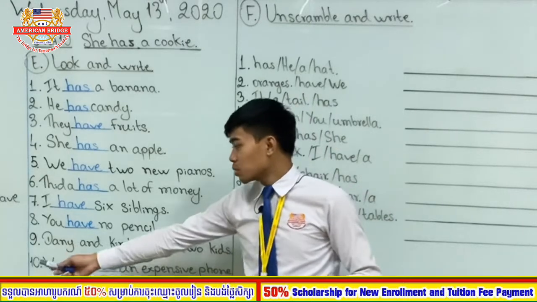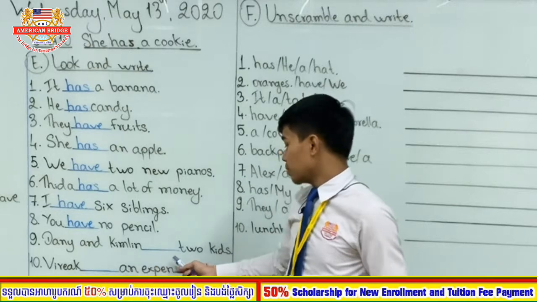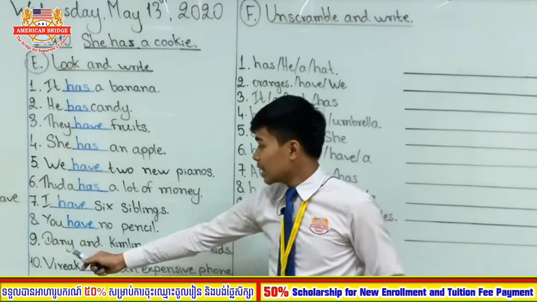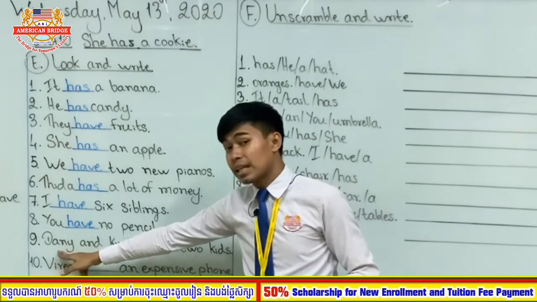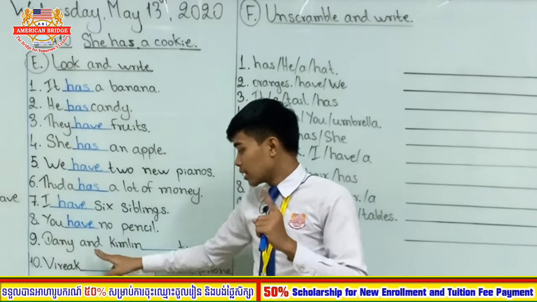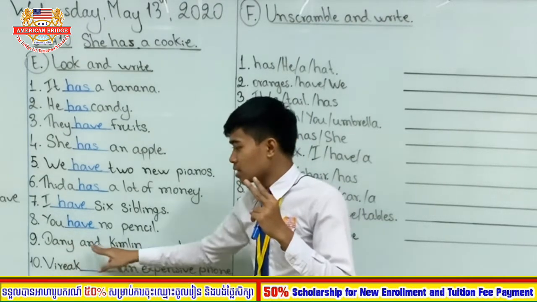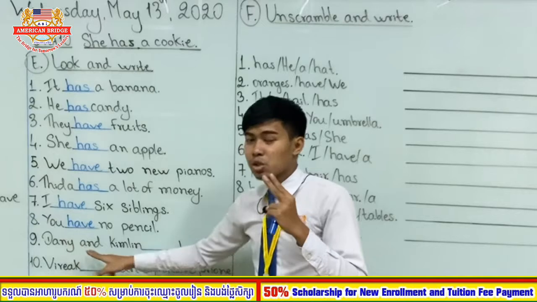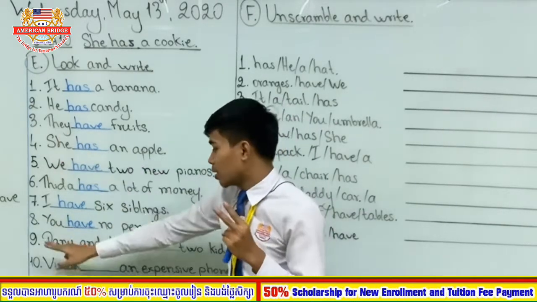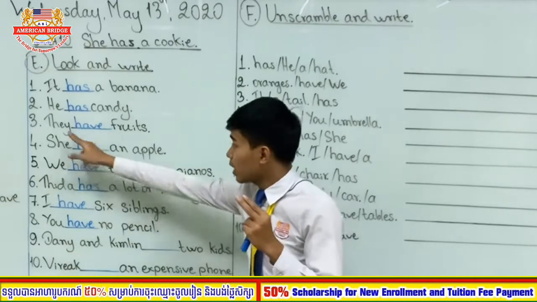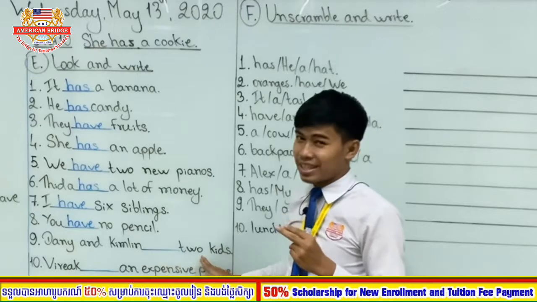Okay, let's go to number 9. Danny and Kim Lin have two kids. So look at our subject. Danny is one person, and Kim Lin becomes two people, right? When there are two people in our subject, it is what? It is "they," right? Because there are two, Danny and Kim Lin. So "they" we use with "have," right? So Danny and Kim Lin have two kids.